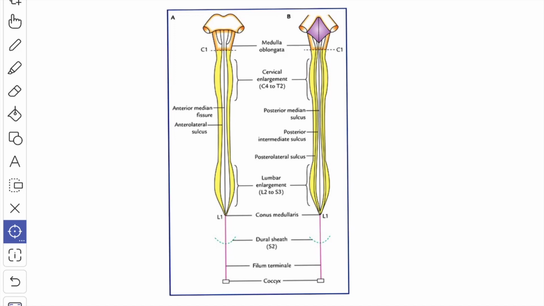The surface of the cord is divided into two symmetrical halves by an anterior median fissure and posterior median sulcus. Each half is further subdivided into posterior, lateral and anterior regions by anterolateral, posterolateral and postero-intermediate sulci. Through the anterolateral sulcus emerges the ventral root of the spinal nerve, and through the posterolateral sulcus enter the dorsal root fibers of the spinal nerves.